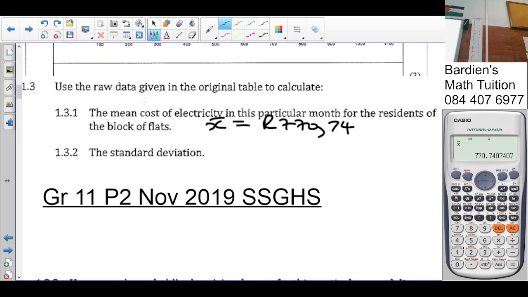Then the standard deviation, shift 1, 4 for variance, 3 for standard deviation. Is that correct? Yes. 99 comma 59. Now that is the mean of the electricity from the raw score. That is basically the unsorted data, or the data that's not in the table here. Okay.